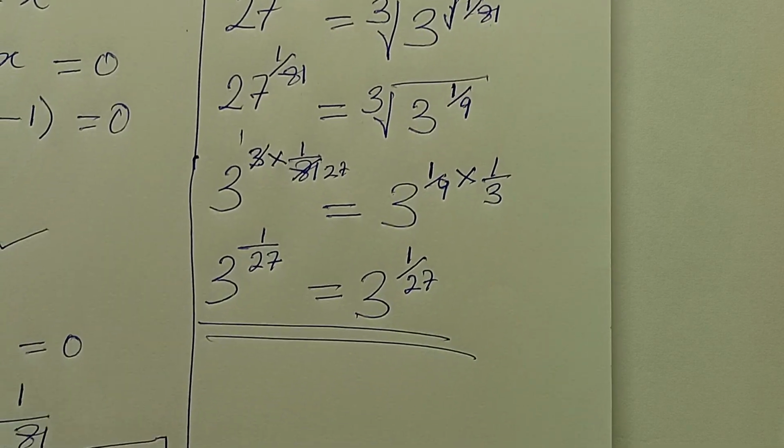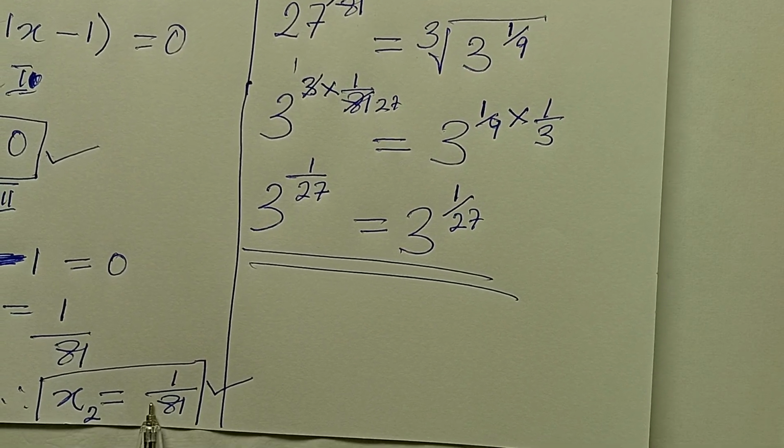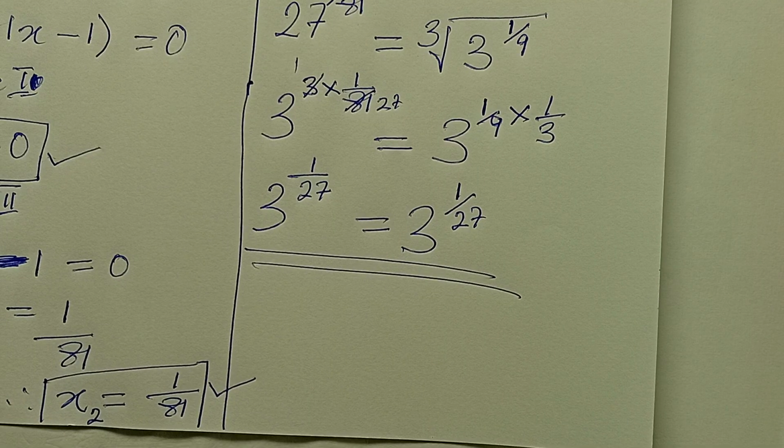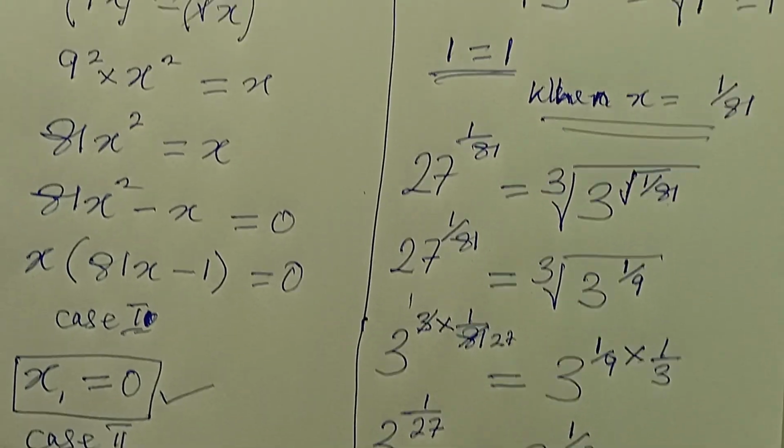So you now discover that the second root, which we solved for here, x equal to 1 all over 81, also satisfies the original equation. So this is how you solve and verify equations of this kind.